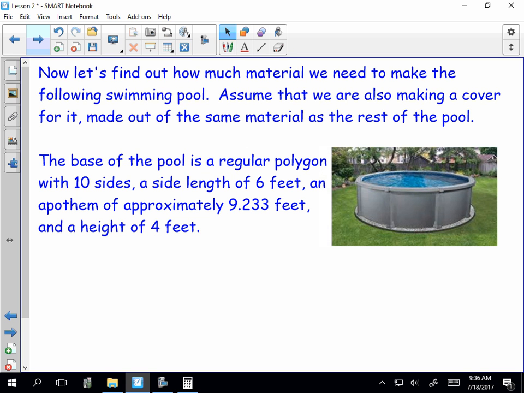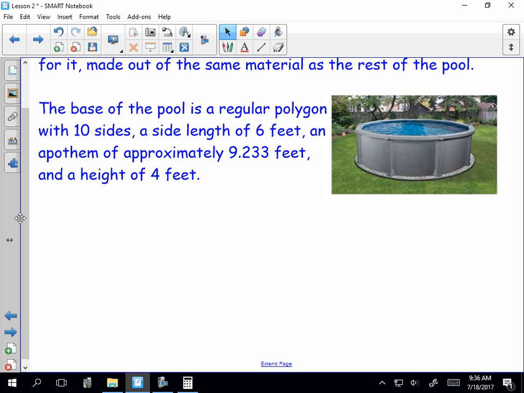Okay, now, keep moving on. New shape, we'll look at how the formulas work overall. Okay, so what we're trying to find is how much material we need to make the following swimming pool. Okay, we're also making a cover, so we need the top and bottom. The top and bottom are a 10-sided polygon, so we're going to have to find out the area.